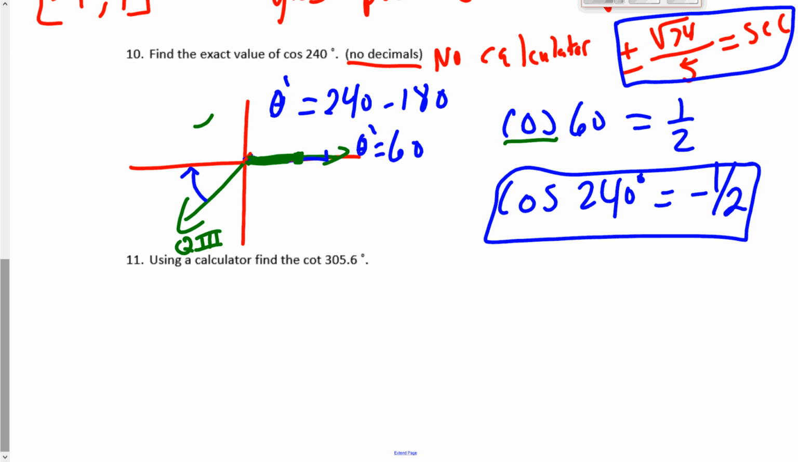Okay, on the next one, we're using a calculator to find cotangent of 305.6, but we don't have a cotangent in our calculator. But we know that cotangent of an angle is equal to 1 over tangent.